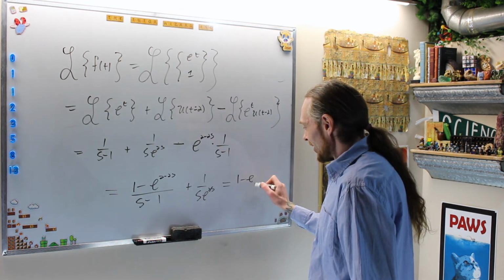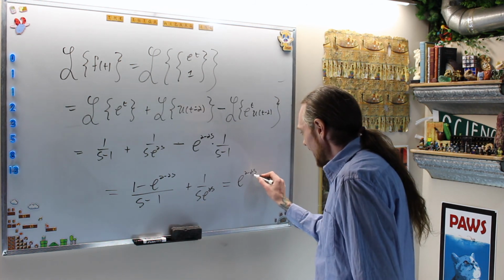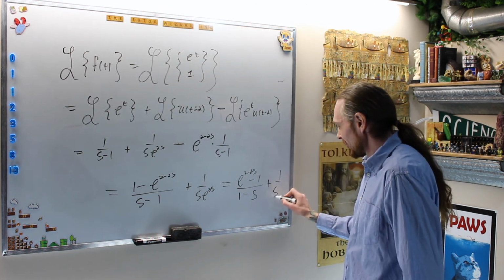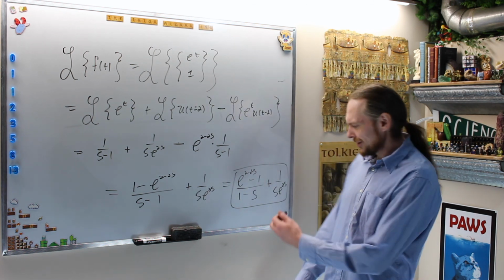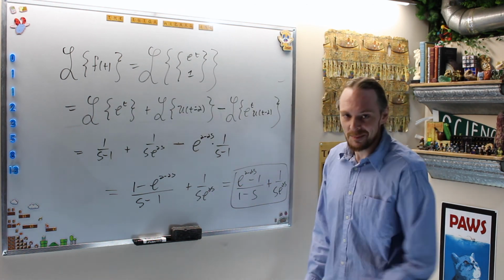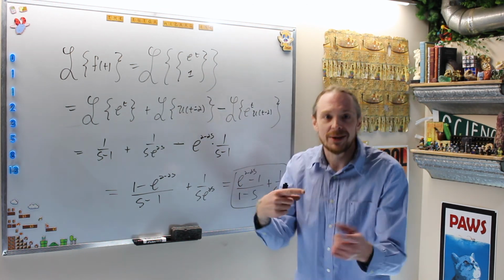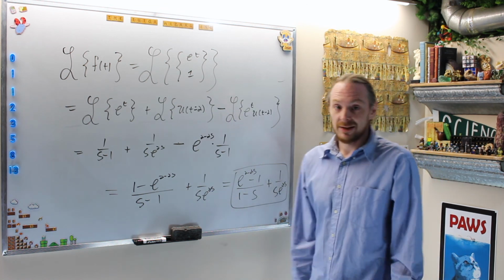I'm going to write this as e to the 2 minus 2s minus 1 over 1 minus s plus 1 over s e to the 2s. And then he writes the final answer like this, and you're like, that's not what I got. Yeah, it is. He just cruelly took a negative one out. Why do they do that? I don't know. But I'll start pointing those things out to you so that you caught him. That's what they're doing. There's the Laplace transform of this.